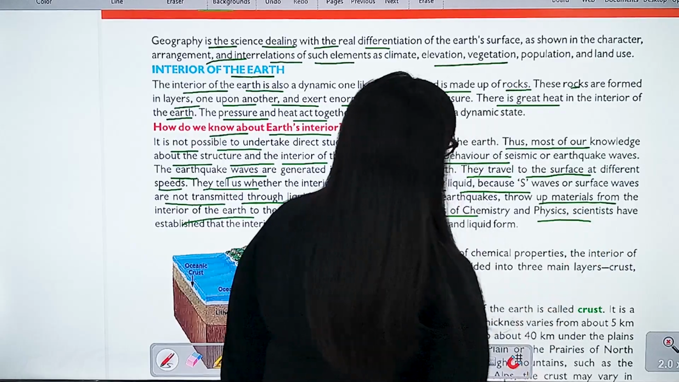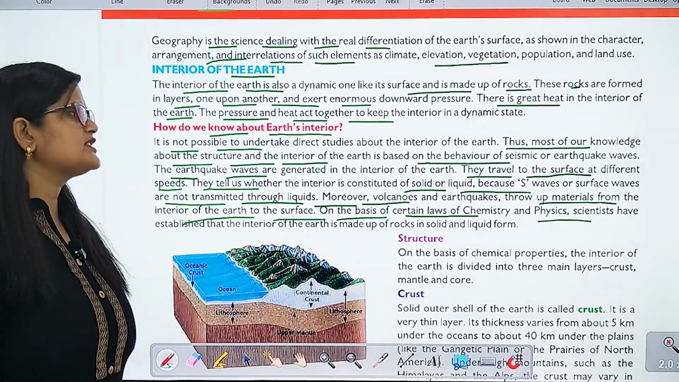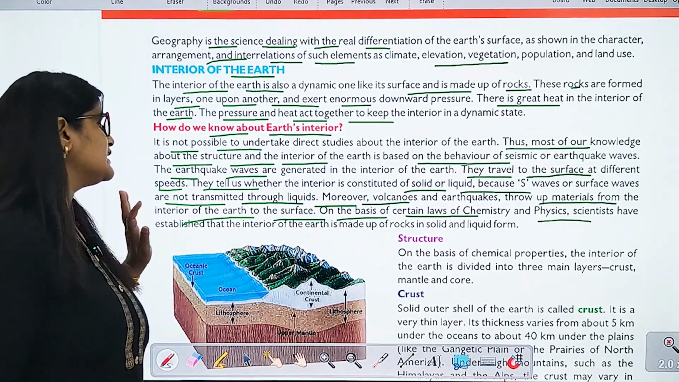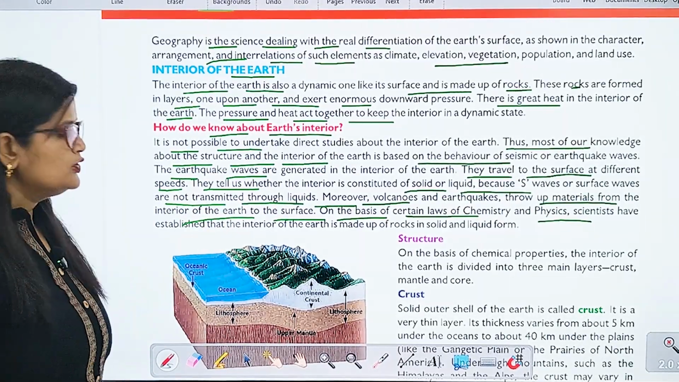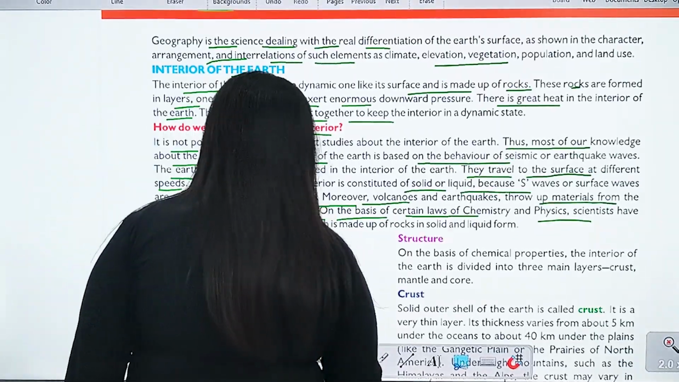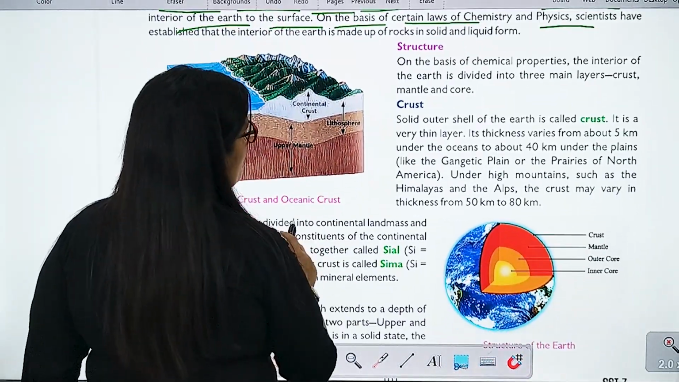On the basis of certain laws of chemistry and physics, scientists have established that the interior of the earth is made up of rocks in solid and liquid form. तो ये दोनों फॉर्म्स में है जो इसका इंटीरियर है, सॉलिड भी है और लिक्विड भी है.